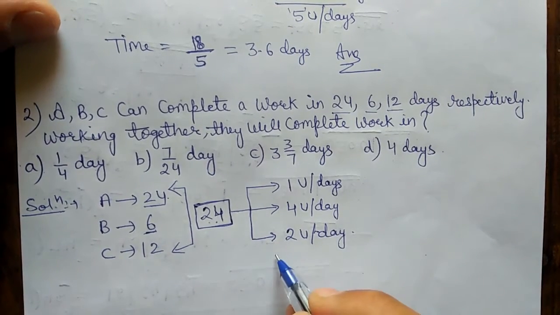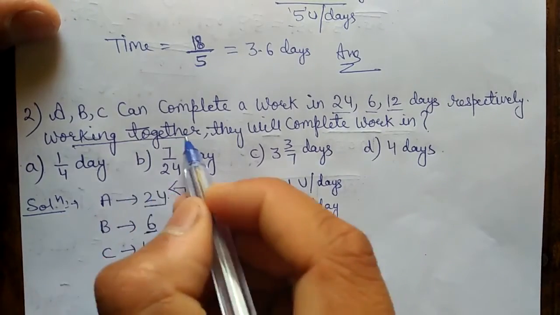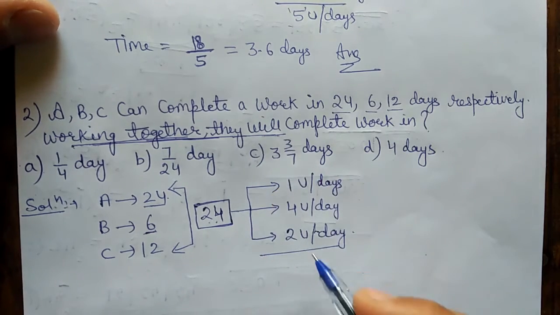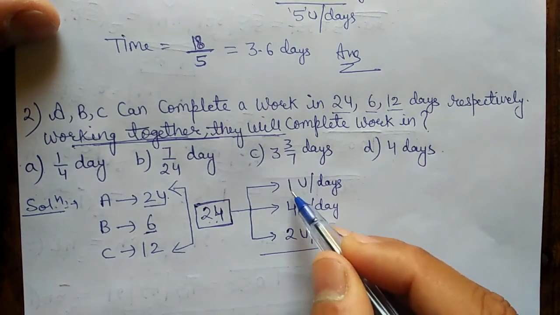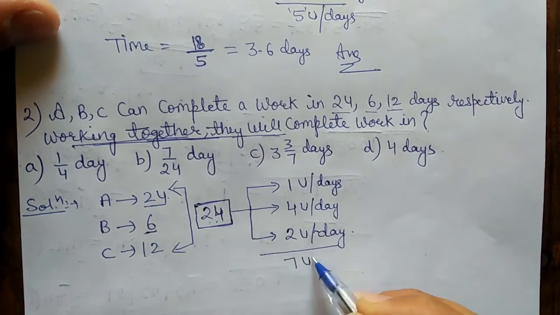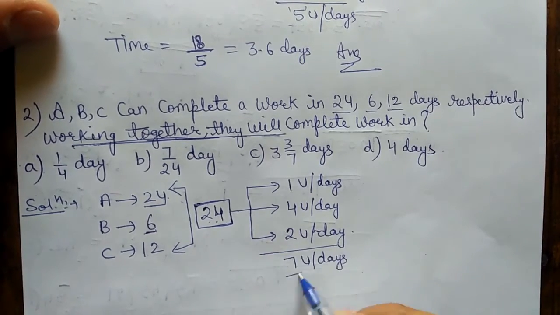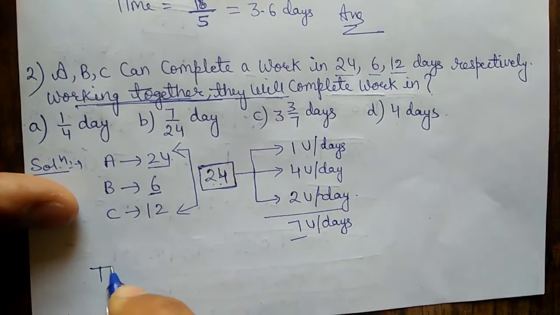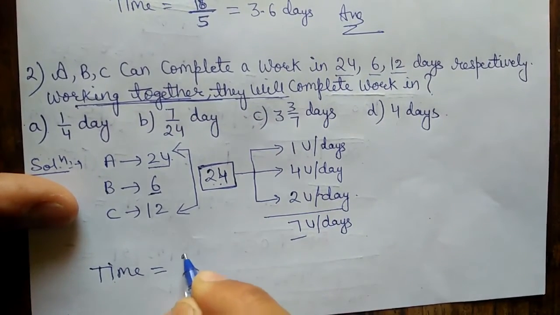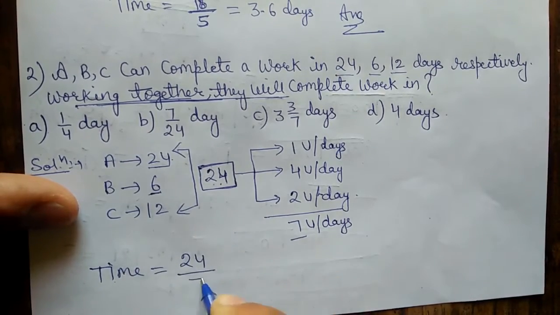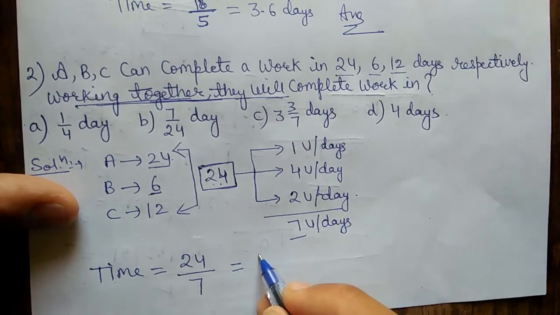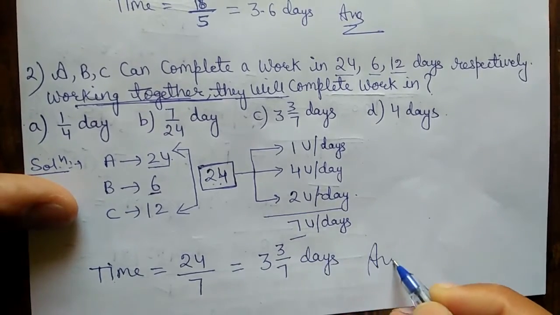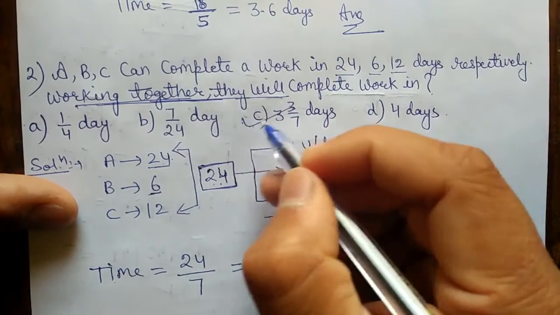Now we have to find how many days they will take if they work together. Together they are completing 1 plus 4 plus 2, that is 7 units per day, and the total units are 24. So the time will be 24 units divided by 7 units per day. That means 24 by 7, which is equal to 3 3 by 7 days. Option C will be our answer.